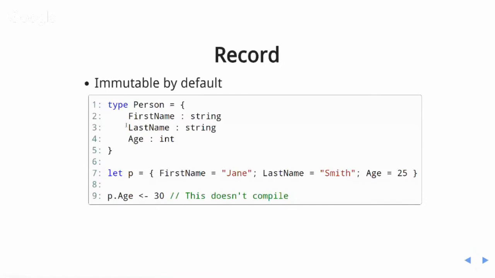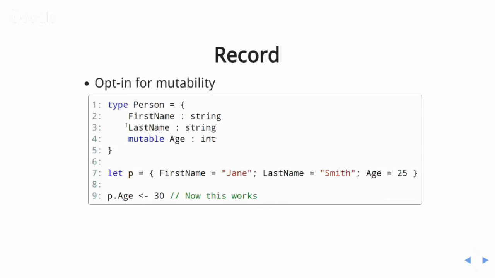And what we can do is we can mark a field with the mutable keyword. And if we do that, then the mutation in the last line is going to work. So it is kind of the opposite of what C# is doing, because in C#, everything is mutable by default. And if you want to make it immutable, then you have to opt in. And in F#, it's the other way around.